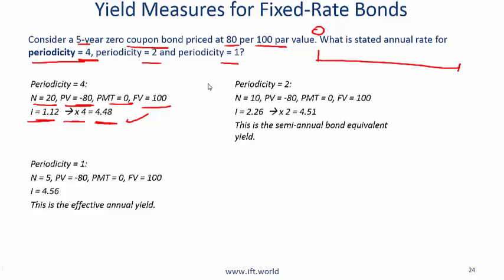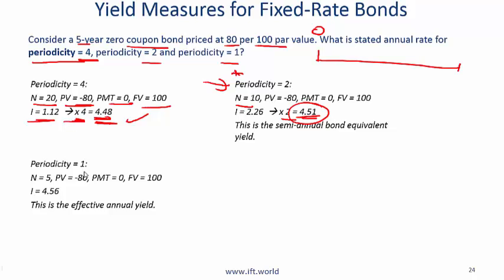What if periodicity is 2? And this is important because most bonds have a periodicity of 2. Then N becomes 10. And using the same sort of calculation, you have a stated rate of 4.51. So notice this number has gone up. So a stated rate of 4.51 with a periodicity of 2 is equivalent to a stated rate of 4.48, which is a lower number, but at a periodicity of 4.